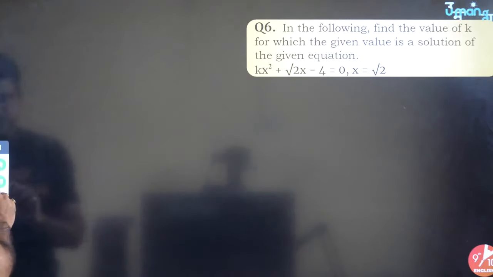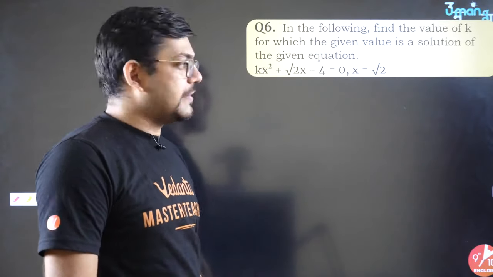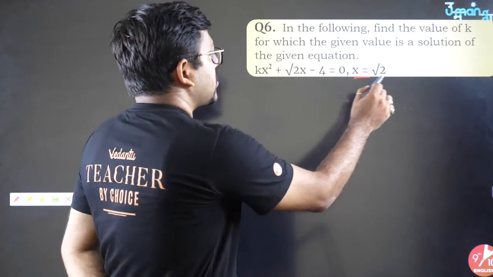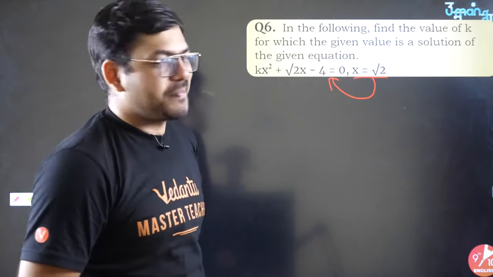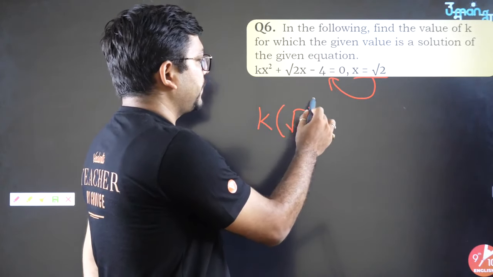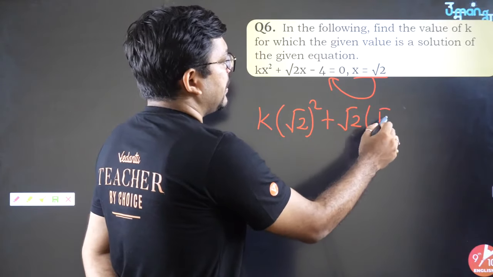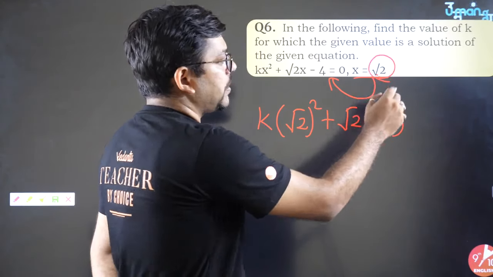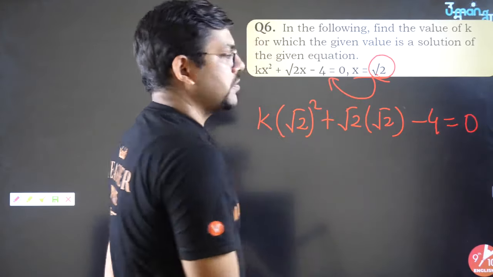It's just a simple question of factor theorem. You would have studied it in class 9th. So what do you have to do? Just put this x equal to root 2 in this equation and make it equal to 0. So kx square, in place of x square, I'll write root 2 whole square, plus root 2x. So root 2 into, in place of x, I'll again write root 2, because x has to be replaced by root 2. And then minus 4 should be equal to 0. You have to simply solve it.